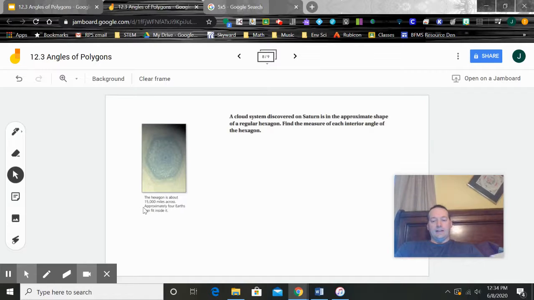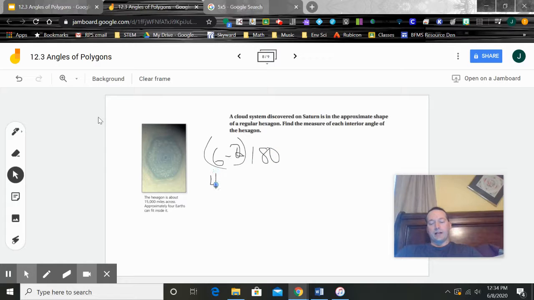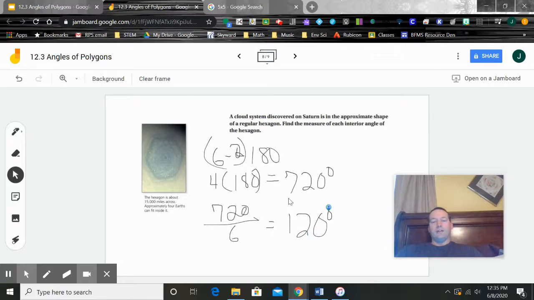So this is a cloud that's on Saturn. And it's a regular hexagon. So find the measure of each interior angle. We know that there are 6 sides. So 6 minus 2 times 180 is going to be 4 times 180, which equals 720 degrees. So we know that all the angles add up to 720. Since they're all congruent, we can just divide by 6, and that'll give us an angle measure. 720 divided by 6 is 120 degrees. So each angle in there is 120 degrees.